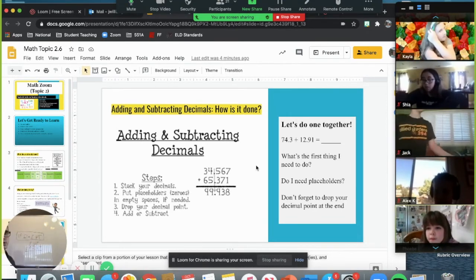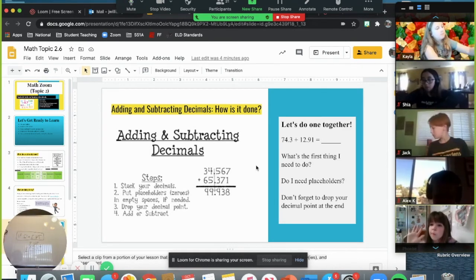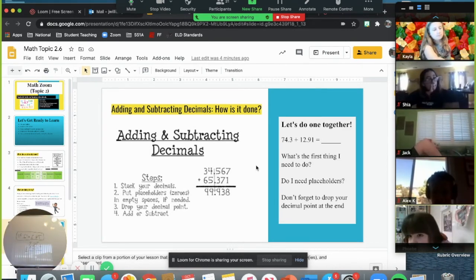But we have an issue. Does our place value line up? There's a little bit of a glare. Let me close my blind.